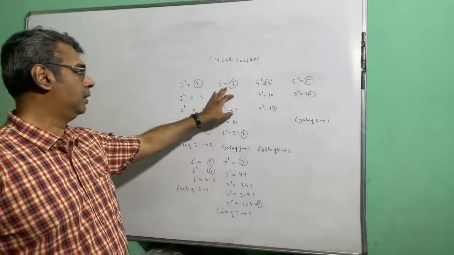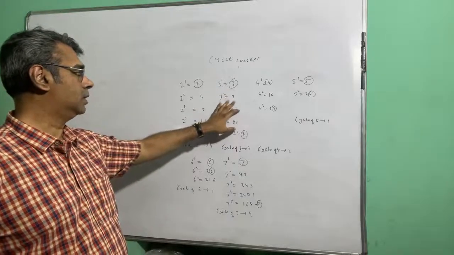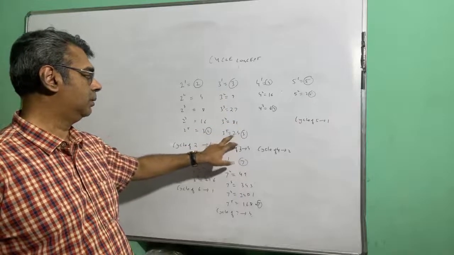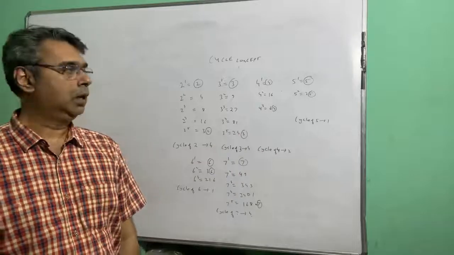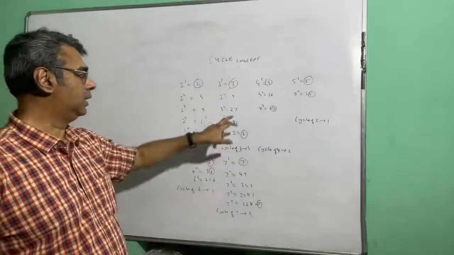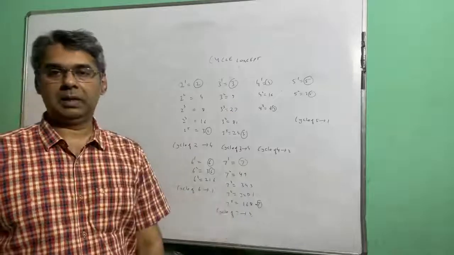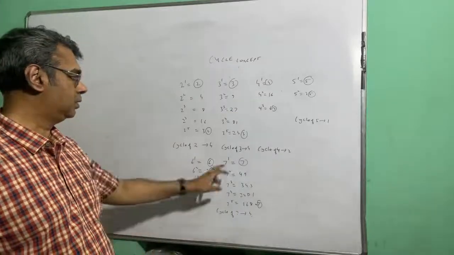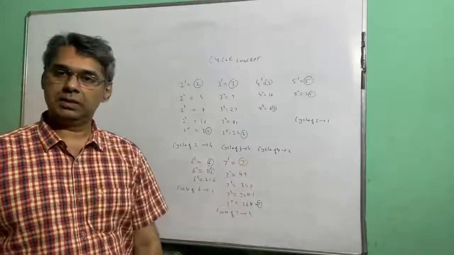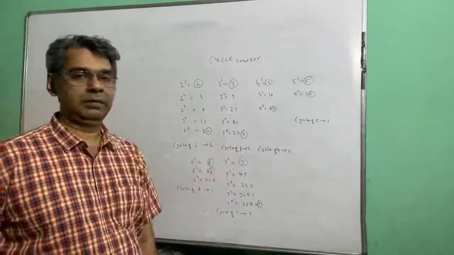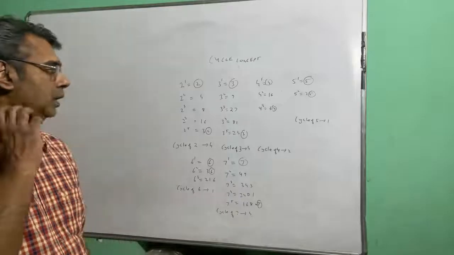Similarly, 3 to the power 1 is 3, 3 to the power 2 is 9, 3 to the power 3 is 27, 3 to the power 4 is 81, 3 to the power 5 is 243. So 3 to the power 1 ends with 3, 3 to the power 5 also ends with 3, and since power 1 and power 5 both end with 3, we say that the cycle of 3 is 4, because after the power increases by 4, we are getting the same units digit.